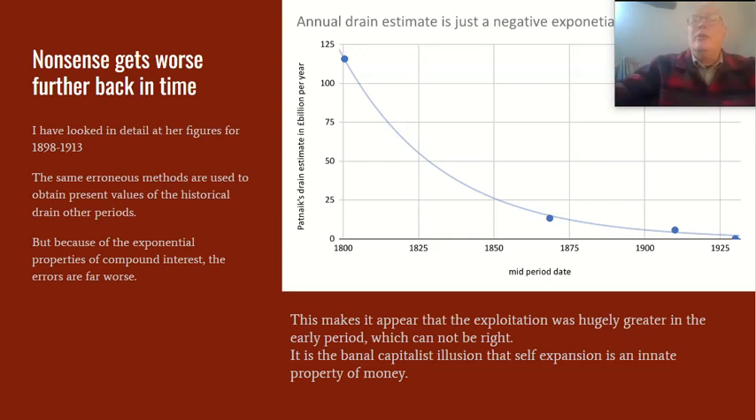So that when you take her figures for the different periods, which I've taken from one of her tables here and I've plotted it, what you see is clearly just a negative exponential curve. All you're seeing here is the mathematics of compound interest. It's nothing to do with any real economics. It's the most banal capitalist illusion that self-expansion is an innate property of money.